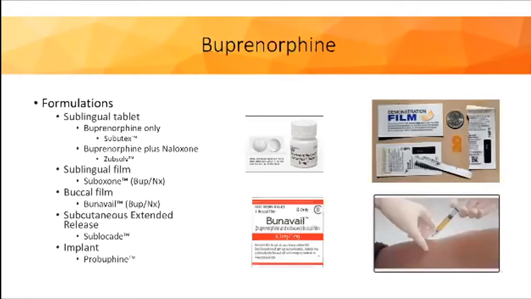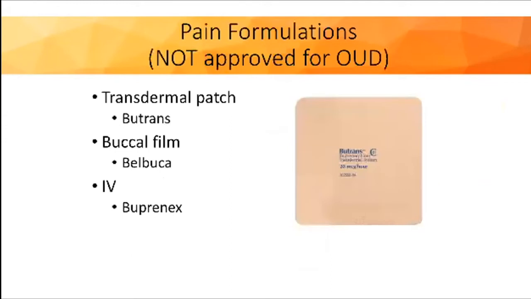Next, we'll go to buprenorphine. Quite a few different formulations. The one that folks are probably most familiar with are the sublingual tablet or film. Those are branded under Subutex or Suboxone. There's also a buccal film and a subcutaneous extended release form called Sublocade. So there's a picture there of the sub-Q injection, as well as an implant. And these are other formulations that are FDA approved for pain and not OUD: the transdermal patch, the buccal film, and an IV formulation.